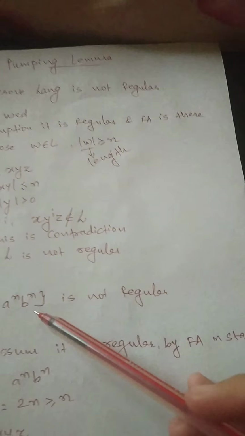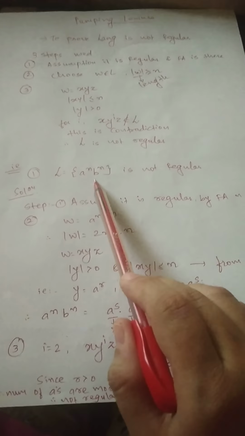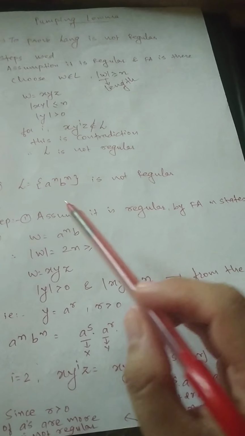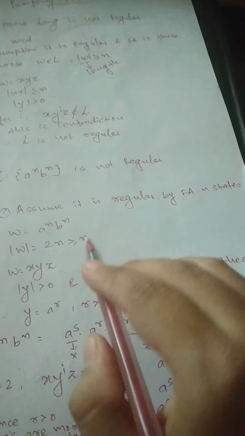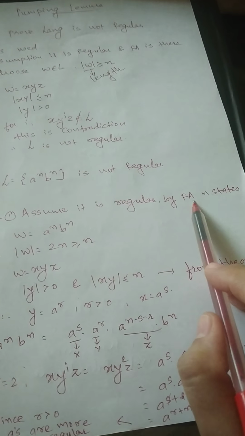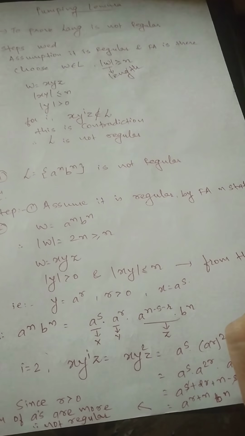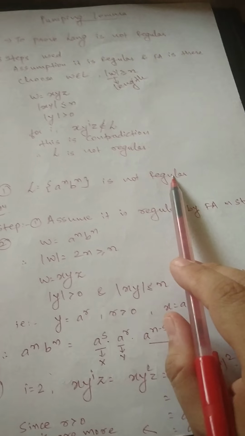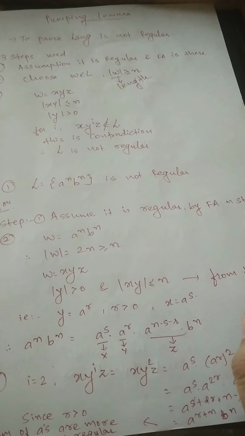Okay, so one by one we will do all the 3 steps. The very first is a raised to n, b raised to n. So step 1 is we will assume it is regular by the FA, and the FA has n states. Here we are assuming that it is regular. If the language is regular, that means the FA must be there for that.